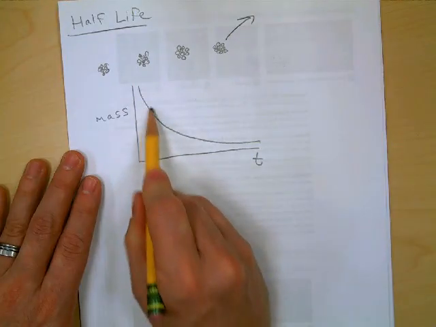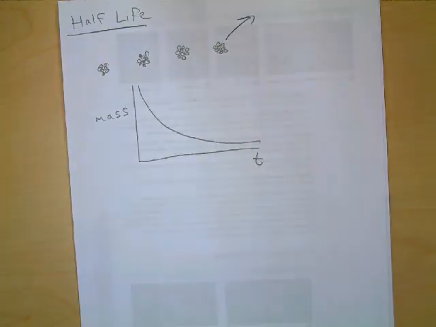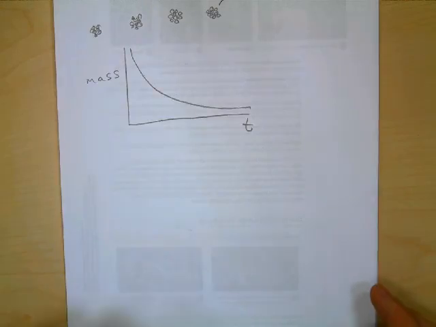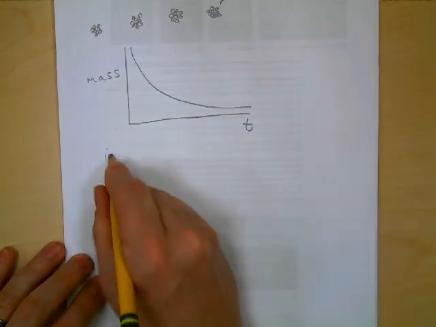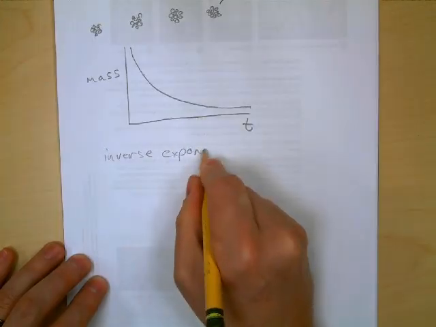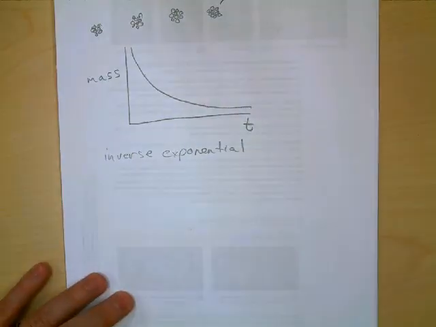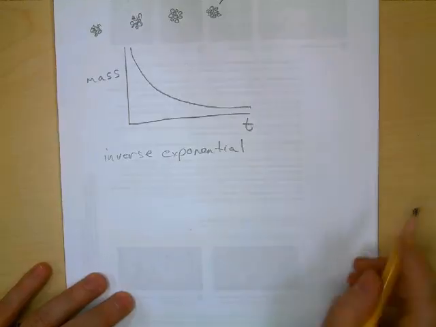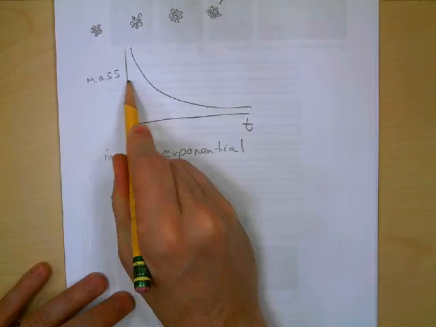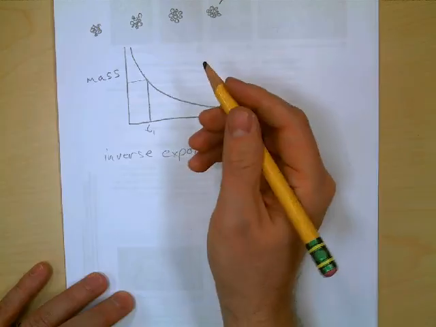So very many atoms are changing very quickly at the beginning, and at the end, they are not changing very quickly at all. This is an inverse exponential curve, a 1 over e curve, if you will. And one of the peculiarities of a 1 over e curve is it has something we call a time constant. A time constant means that if you were to go, let's say, a certain amount of time, let's say that's t1, you would lose a certain fraction of the sample.